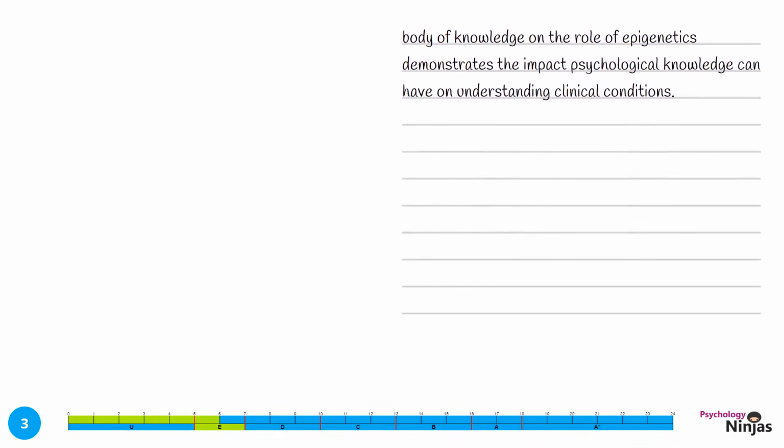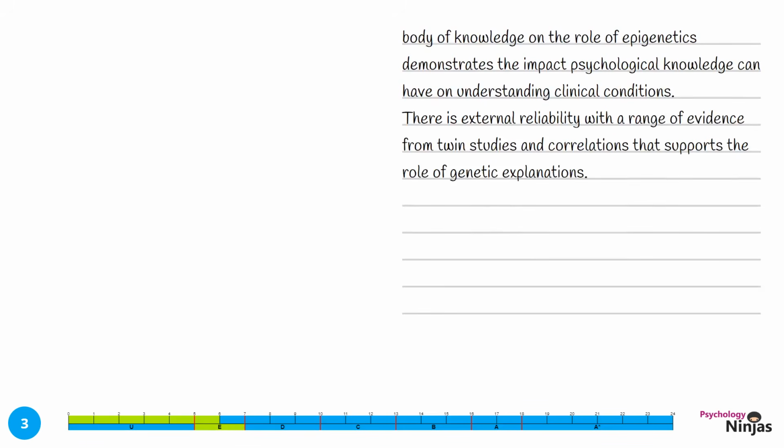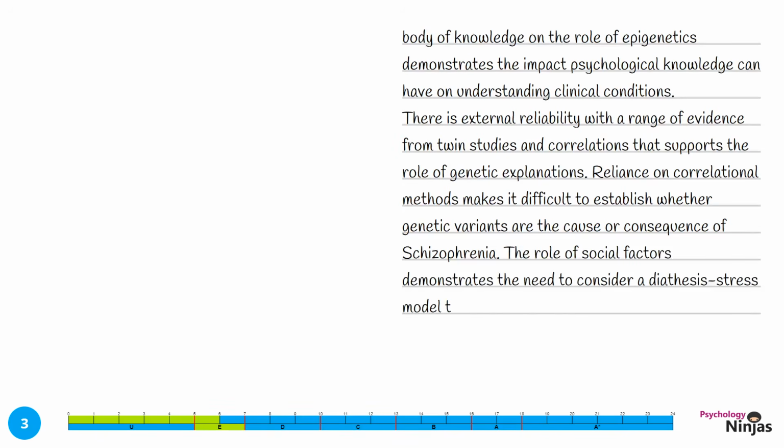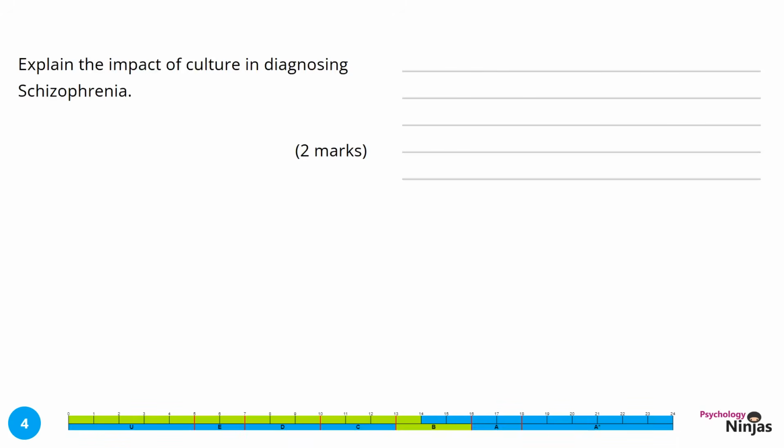Let's complete our response with some concluding remarks. There is external reliability with a range of evidence from twin studies and correlations that supports the role of genetic explanations. Reliance on correlational methods makes it difficult to establish whether genetic variants are the cause or consequence of schizophrenia. And finally, the role of social factors demonstrates the need to consider a diathesis stress model to explain schizophrenia.